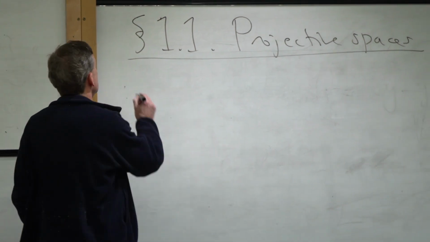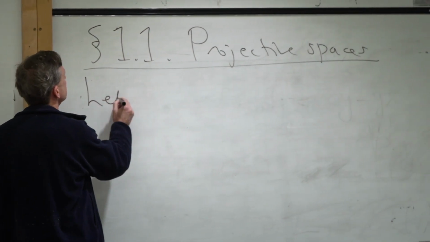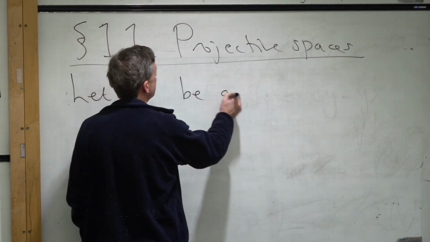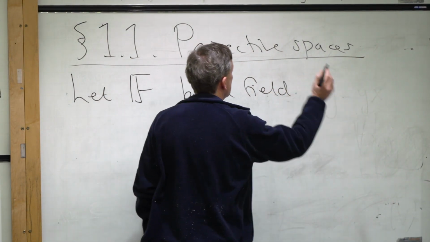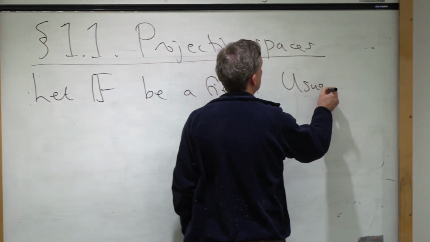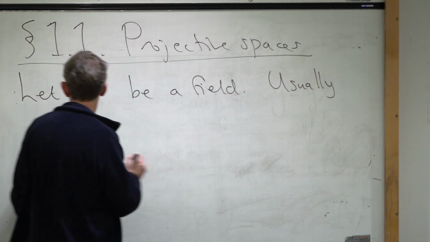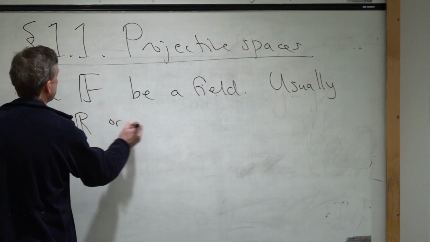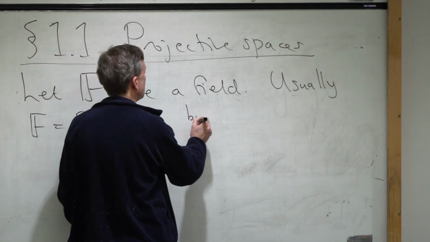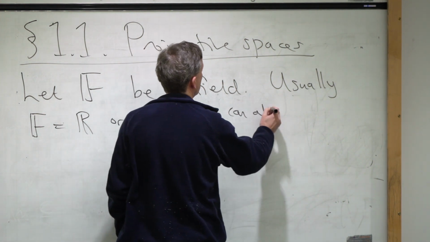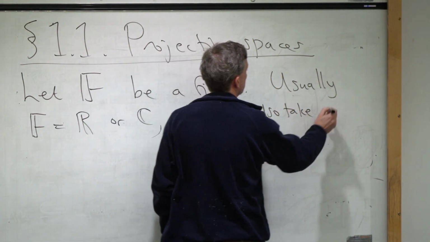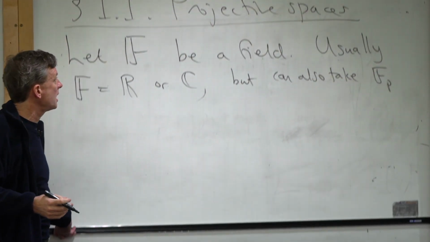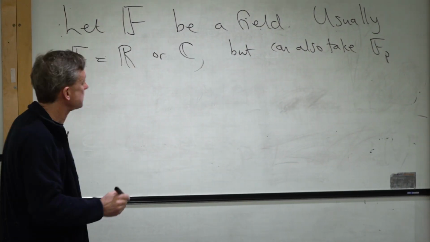So we're going to work with vector spaces over some field. So my field is going to be called F. Let F be a field. So usually for us, F would be the real numbers or the complex numbers, but you can also take the field F_p for p prime and so on.